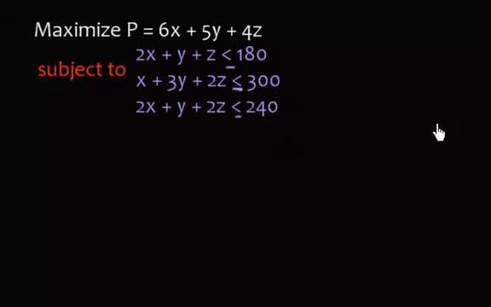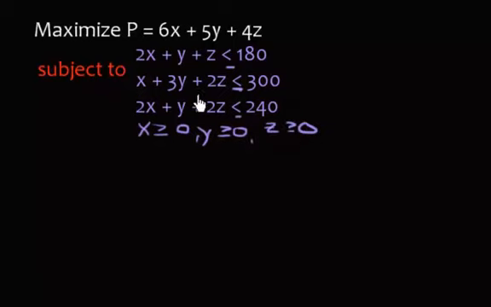Hello, welcome back to another problem on the simplex method. So this is another standard max problem. We are maximizing an objective function subject to a bunch of linear inequalities with less than or equal to signs. And I did forget that your variables have to be non-negative.